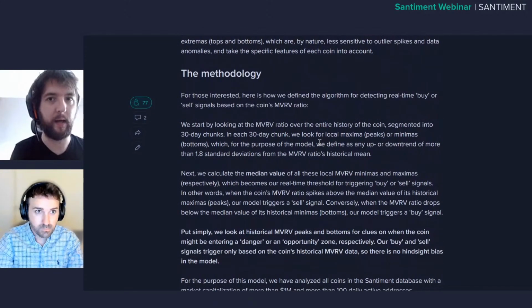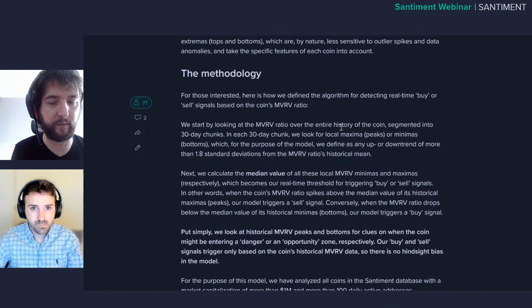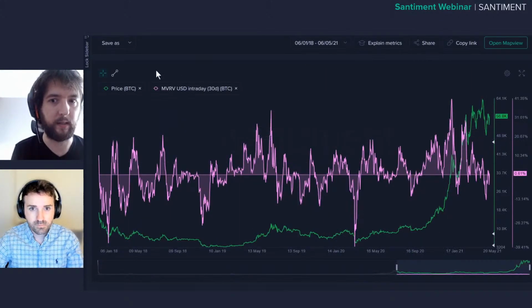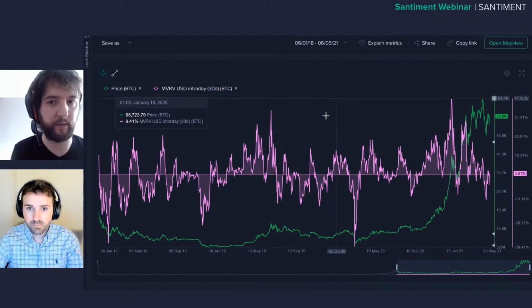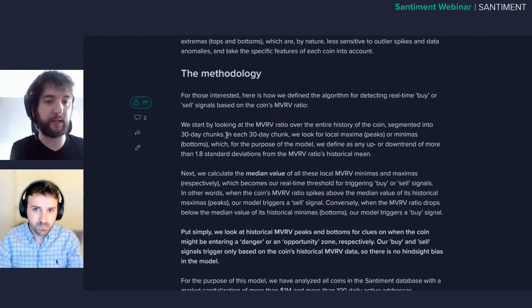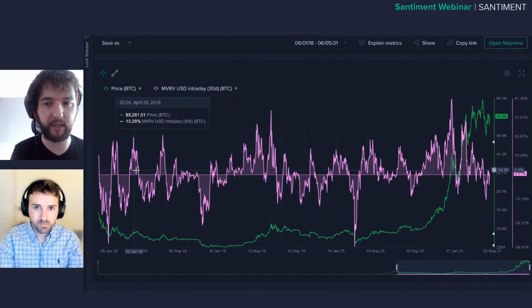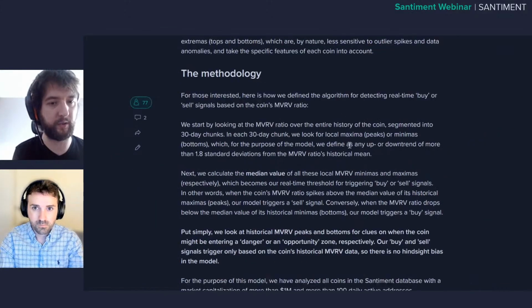Essentially, the way that we developed this real-time model is we looked at the MVRV ratio over the entire history of the coin. Let's assume that this is the entire history of the 30-day MVRV for Bitcoin. We segmented this history into 30-day chunks, and then in each 30-day chunk, we looked for local peaks or bottoms for MVRV. So for example, this would be one 30-day chunk, this would be another 30-day chunk. And in each of those, we looked at local peaks and valleys, or bottoms, for the MVRV ratio, right?